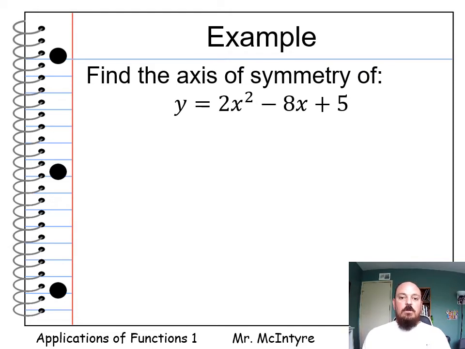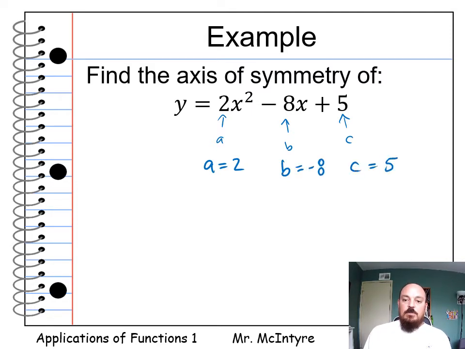So here's an equation. y equals 2x squared minus 8x plus 5. You notice right off the bat, it's in standard form. And in standard form, remember, this number here is a, this number here is b, and this number here is c. So basically we're saying a equals positive 2, b equals negative 8, and c equals positive 5. Now the equation I gave you to find the axis of symmetry was x equals negative b over 2a. So I'm not going to use the c for this part. I'm going to use the a and the b only.